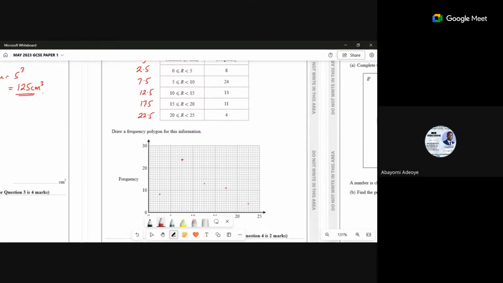So do you understand the points now? Yeah. All right. So now join the points from 0. Join from here. Take it up, then you bring it down. You get that? So that's the frequency polygon. I hope that is clear.